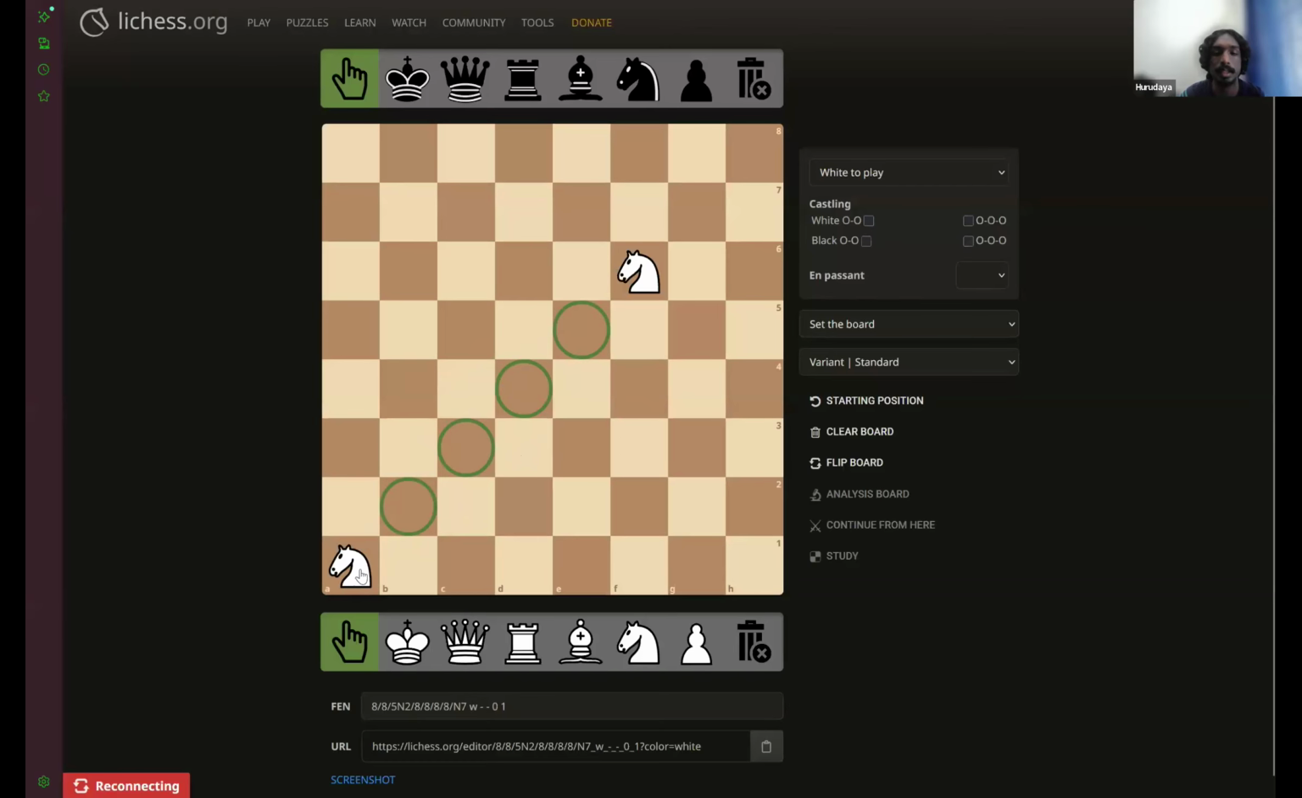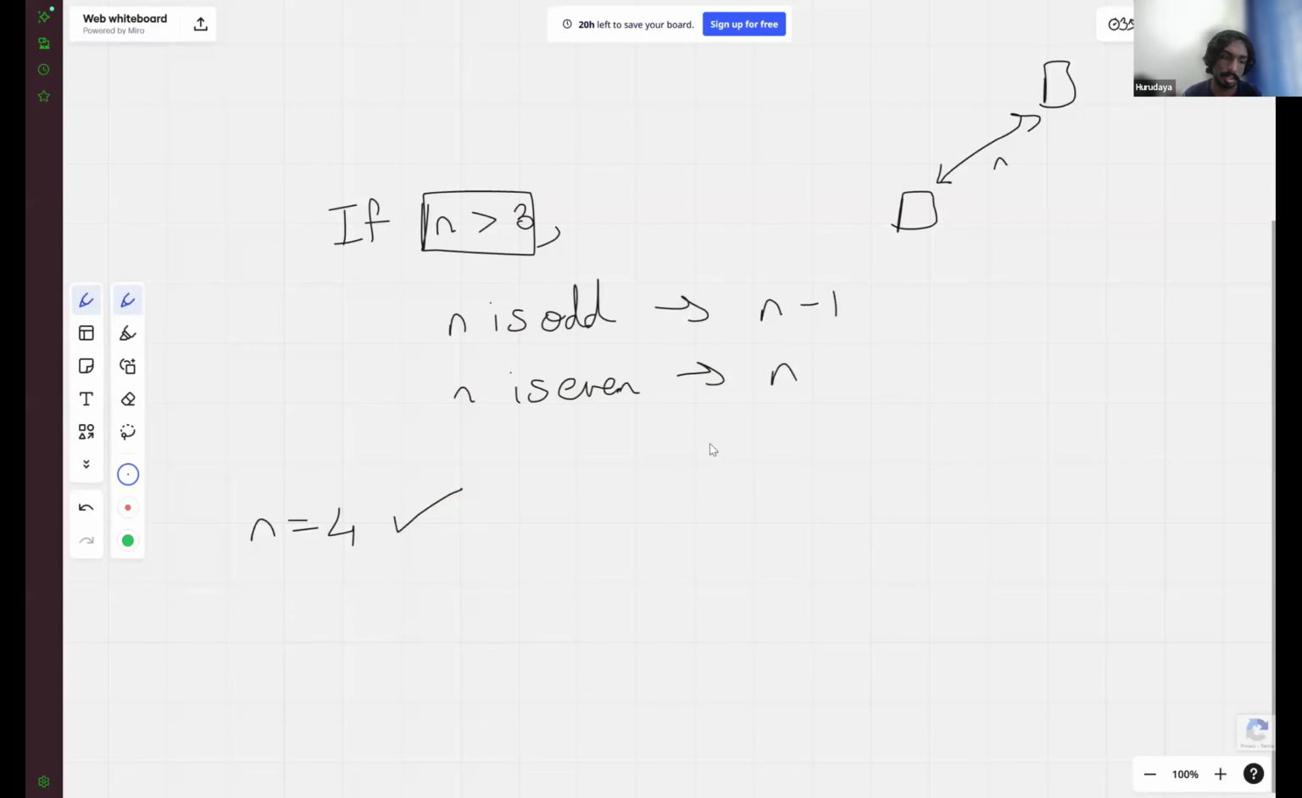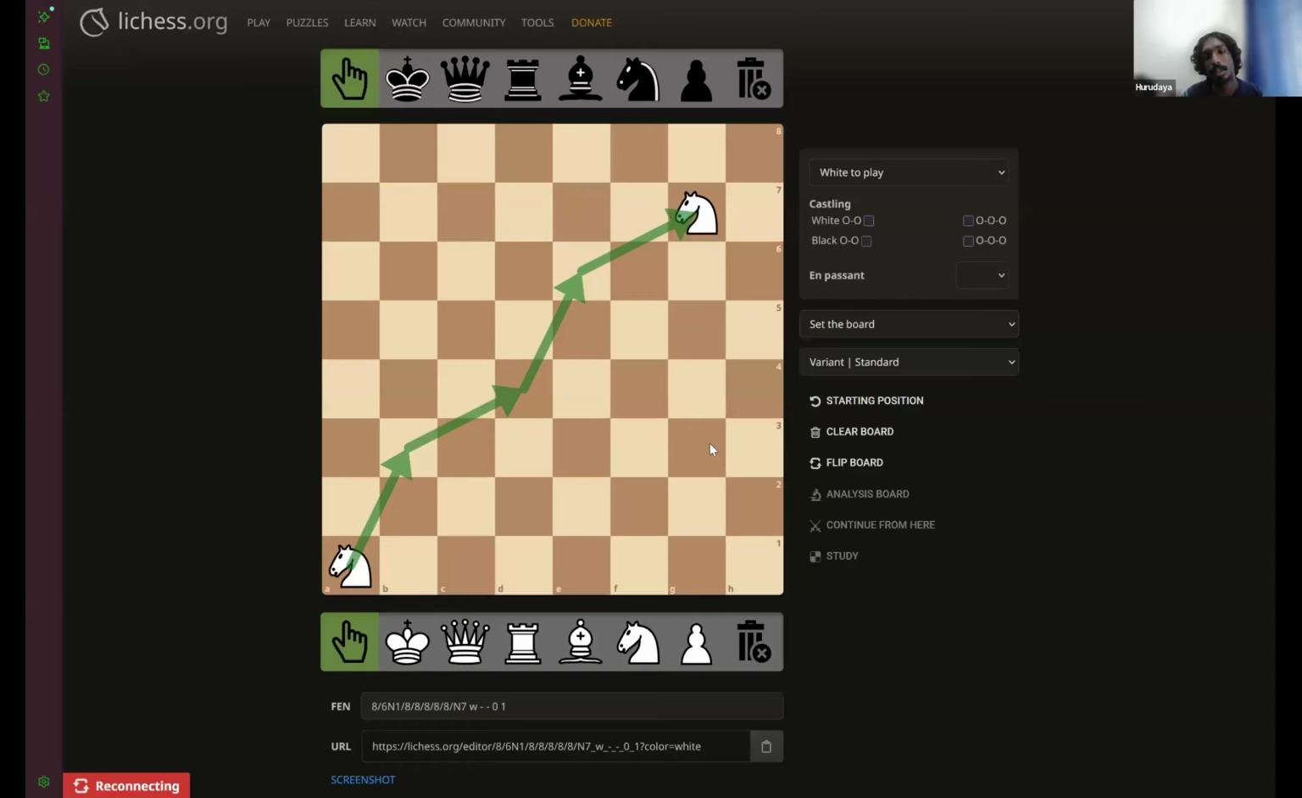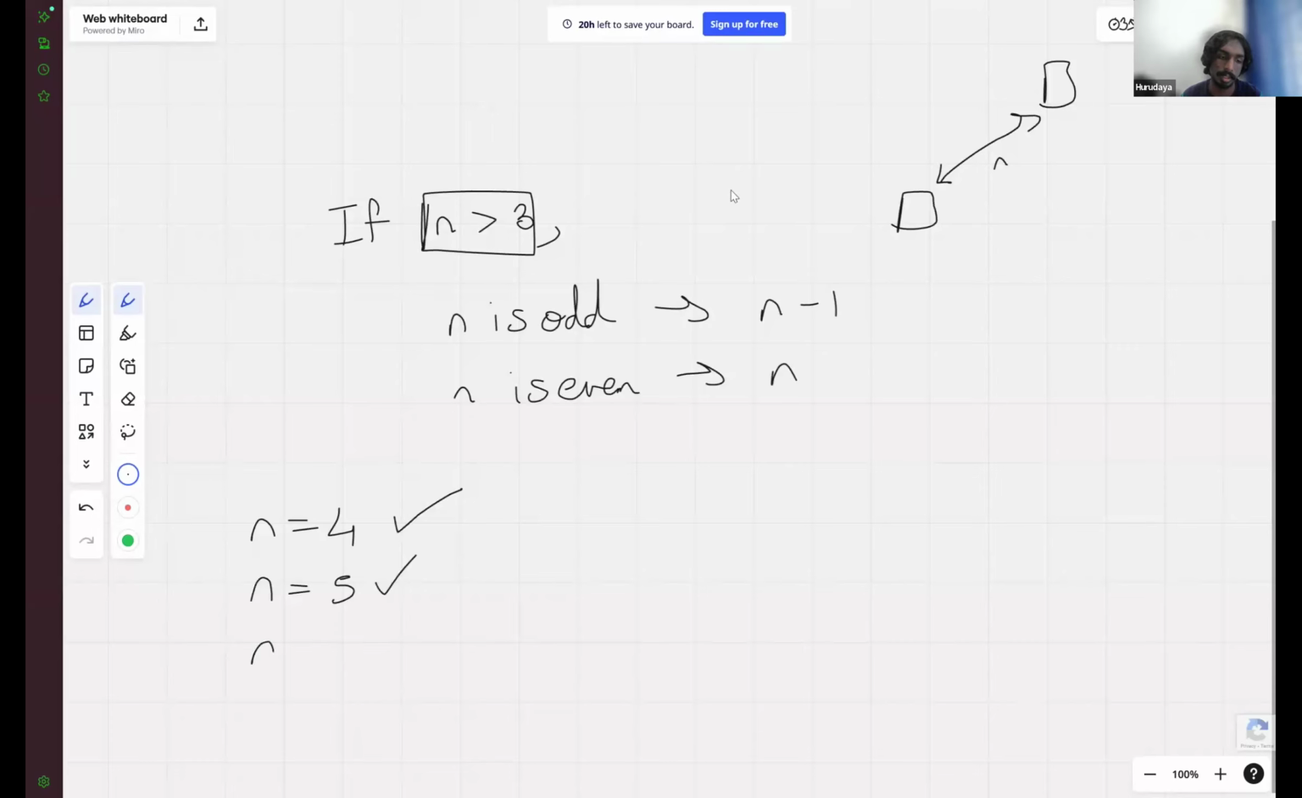Okay. So next, let's check N is equal to 5. When N is equal to 5, I have, sorry, 1, 2, 3, 4. Right? So N is equal to 5 also it works. How about N is equal to 6? Sir, we already found it out. We already checked it for N is equal to 6 as well.